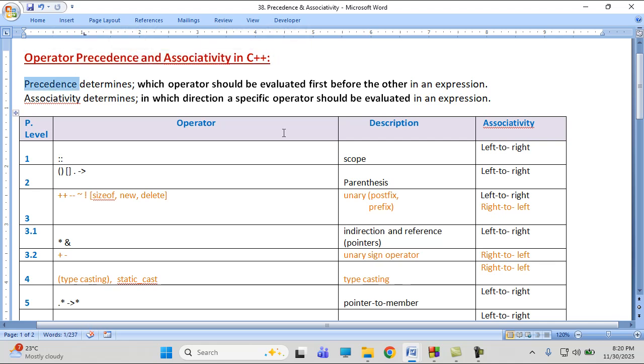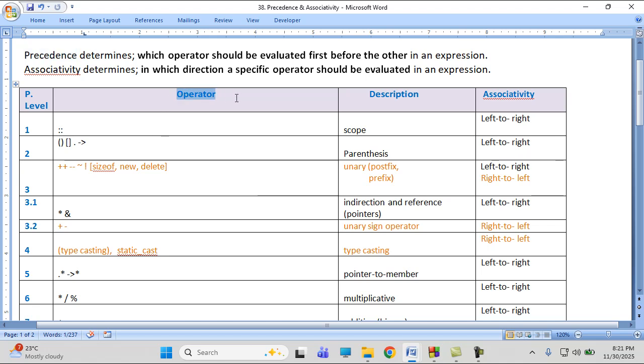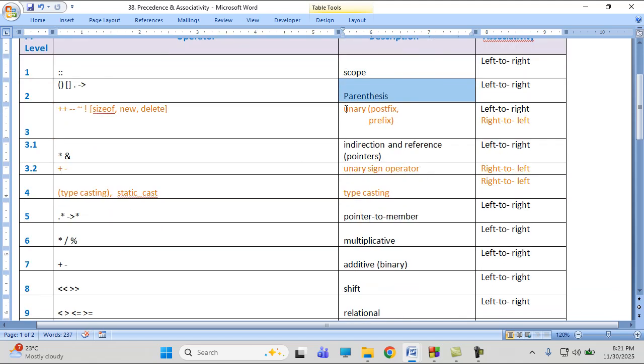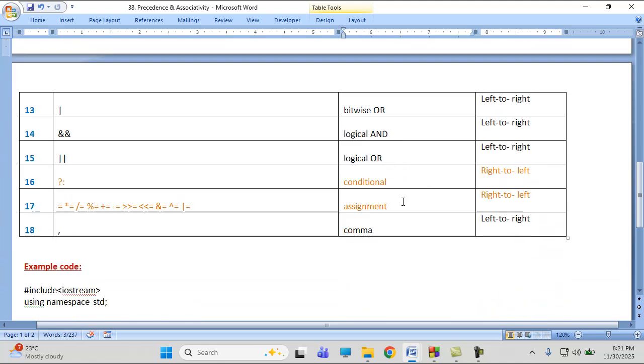Precedence. Precedence determines which operator should be evaluated first before the other in an expression. That means, while evaluating an expression, which operator should be evaluated first before the other is determined by the precedence of the operator. You can see here I have operators and their precedence level. Highest precedence is given to the scope resolution operator. Next, parenthesis. Next, unary operators, and so on, guys.